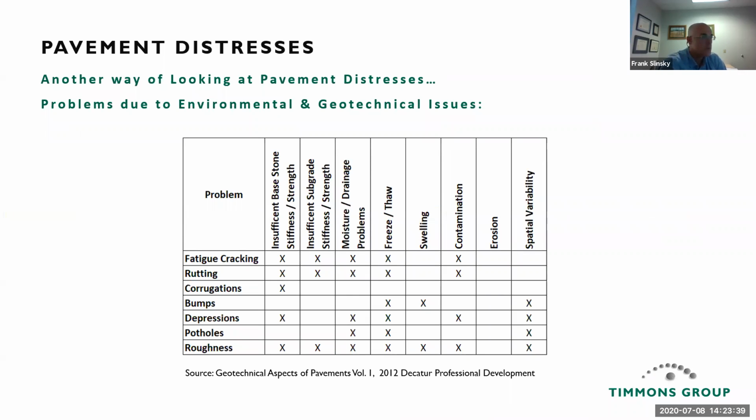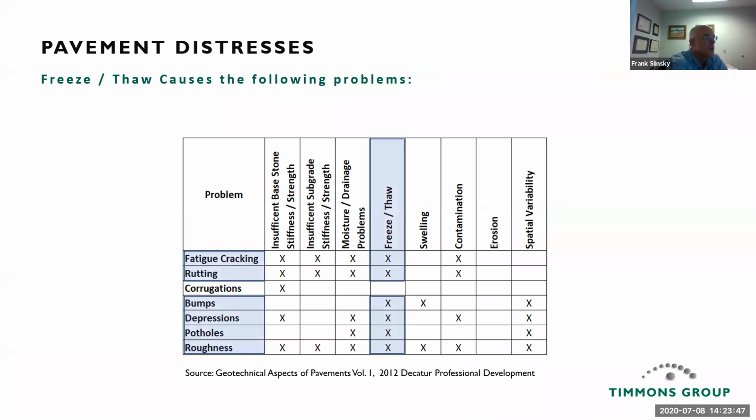Another way of looking at pavement distresses is possible problems due to environmental and geotechnical issues. So let's look at freeze-thaw, for example, and the problems it causes: fatigue cracking, rutting, bumps, depressions, potholes, and roughness. So by using the two charts, you can get a good feeling for what the issue is.